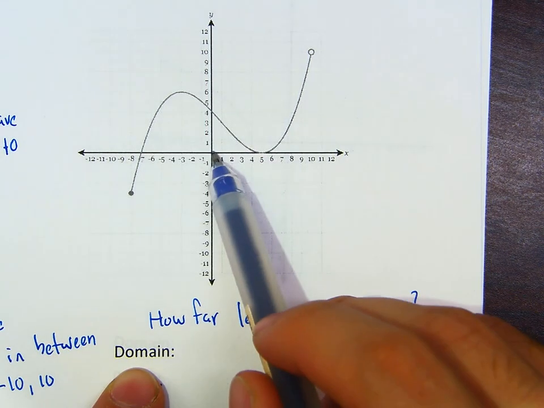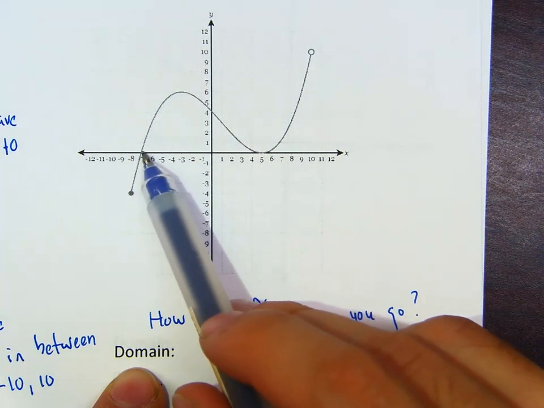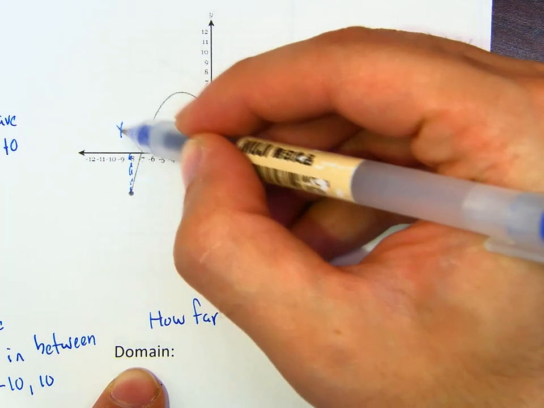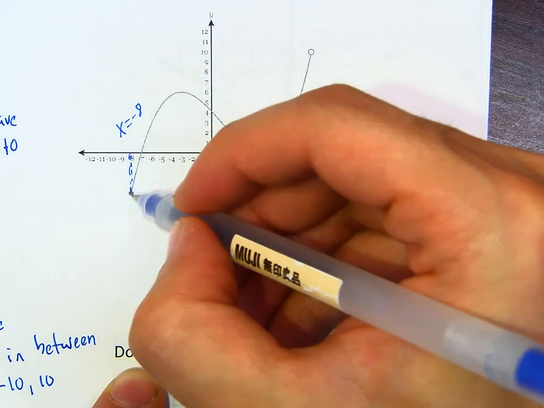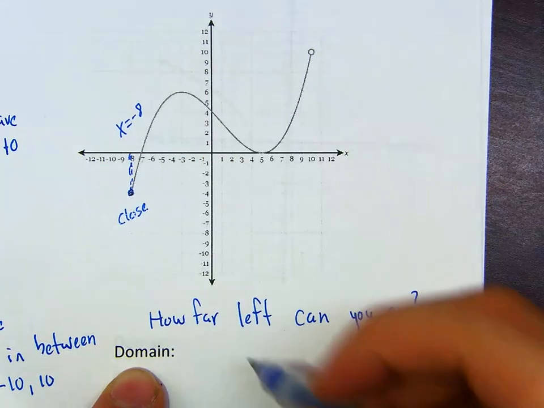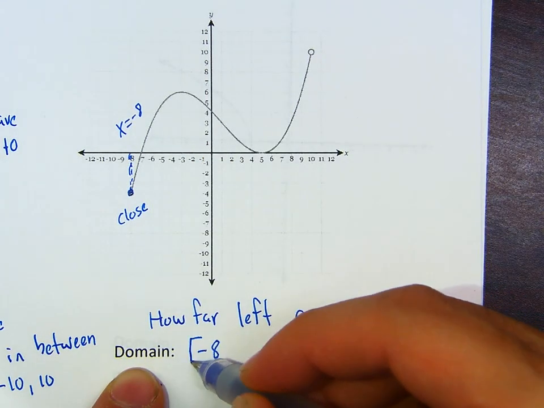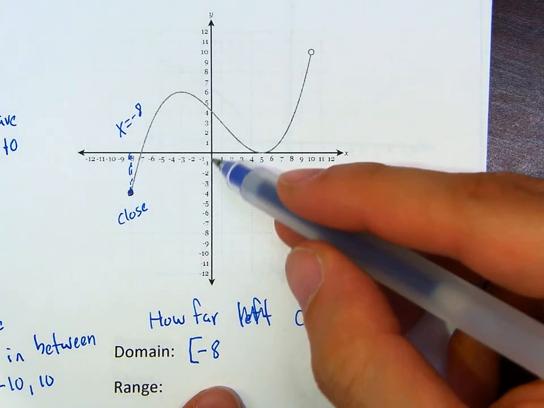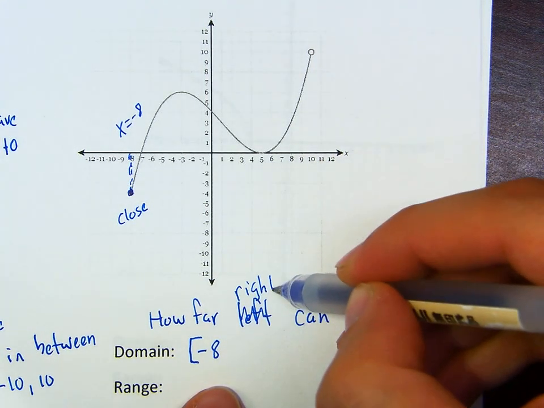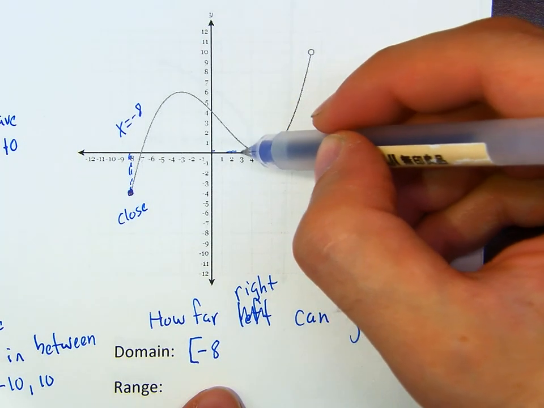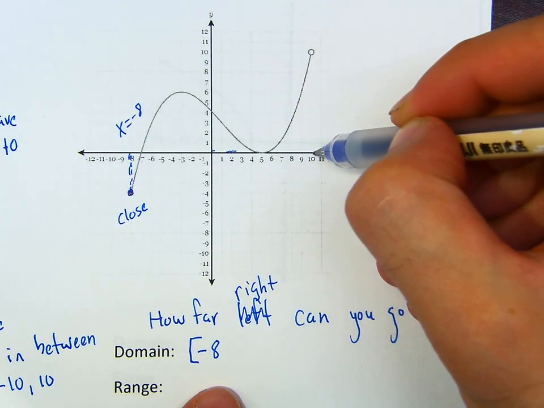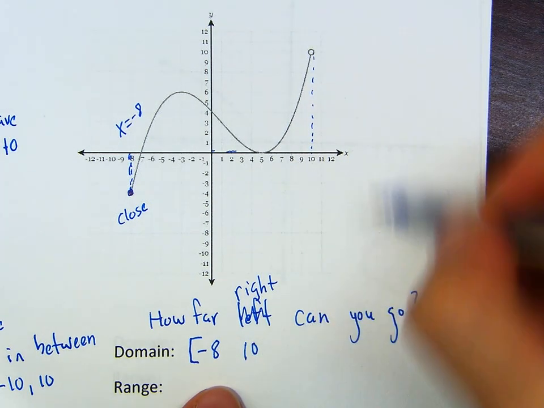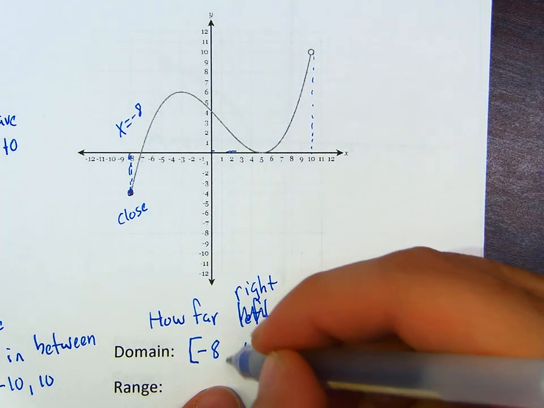How far left can I go? I can go all the way to -8. So x equals -8, and you see here this is a closed circle, so we're going to put a bracket. Now we ask, how far right can we go? We could go all the way to, it looks like, 10. But because it's open, we have a parenthesis.